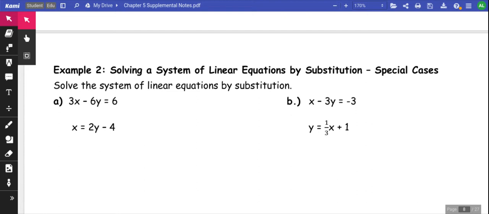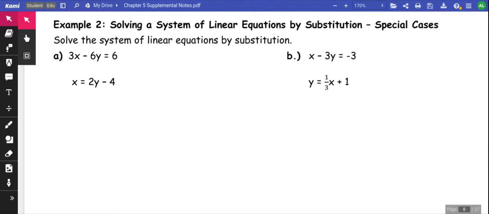Hello, everyone. So today we are moving into day 2 of our substitution. So if you haven't already, or you weren't in the Google Meet, go make sure that you watch the day 1 video for substitution, because now we're going to get into some more advanced problems with substitution. So the first thing that we want to talk about are a couple special cases.